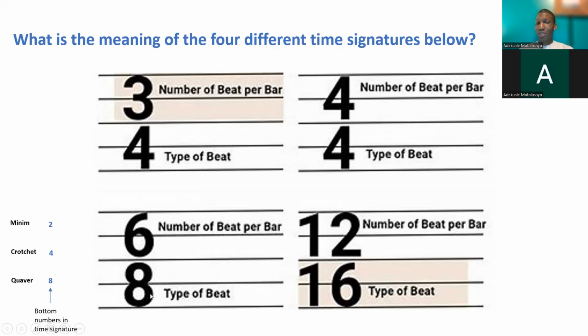Remember, 8 represents the quaver, right? When it is on the bottom here. So this is 6 quaver beats in the bar. And 16 represents semiquavers. And this is 12 semiquaver beats in each bar.